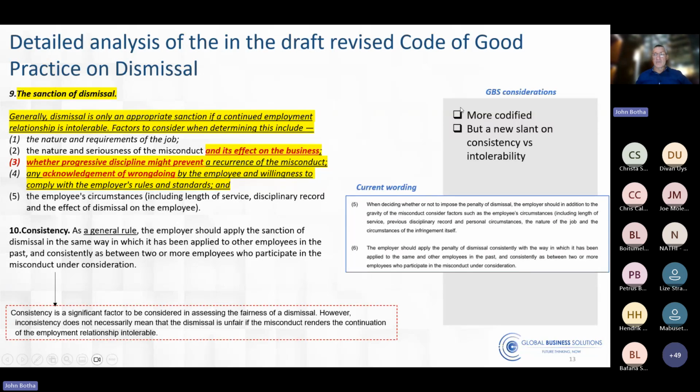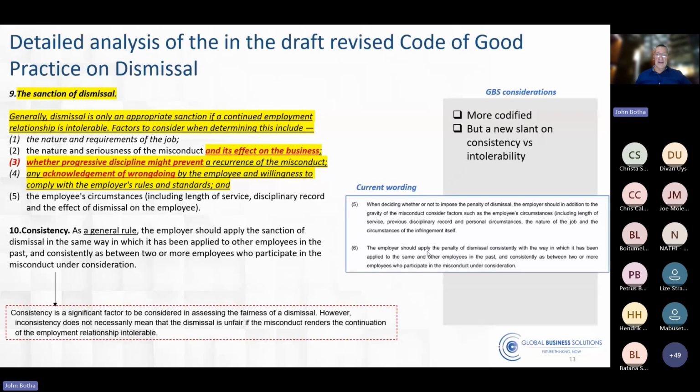You see the current wording, if you look at the bottom right-hand side, it says when deciding whether or not to impose the dismissal penalty, the employer should, in addition to the gravity, consider circumstances, length of service, etc. So that's still in there. Then it says the employer should apply the penalty of dismissal consistently with the way in which it's been applied to other employees in the past.